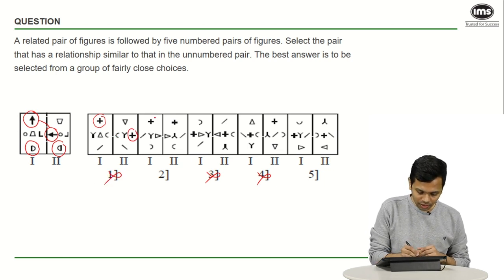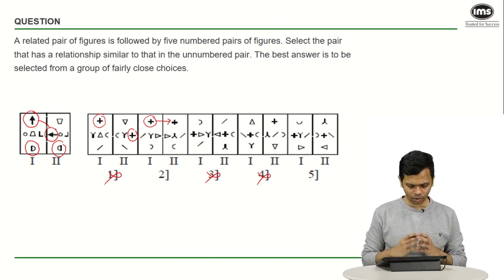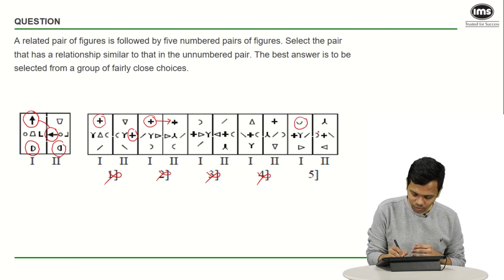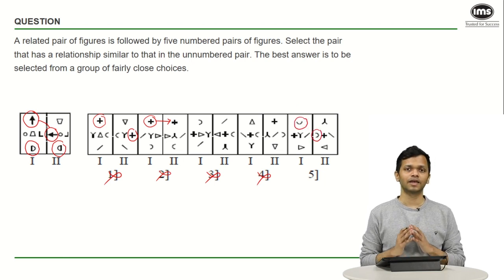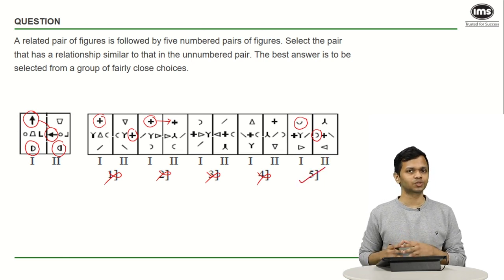The second one, the plus sign actually goes in the same place as at the top. So this is also something that we can eliminate. So the only one that is left is technically 5, but let's see if the logic is consistent. This one, if you look at, this is a 90 degrees anti-clockwise rotation. And that is why, because I've already eliminated the rest of them, the answer is option 5.